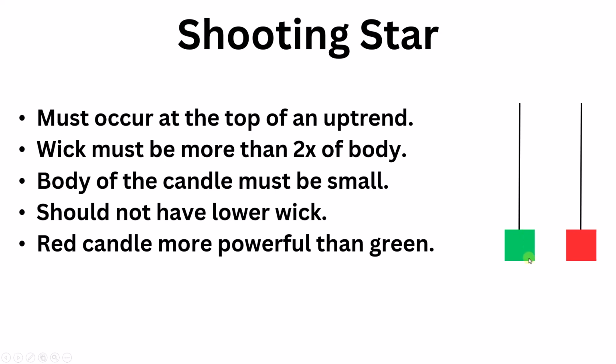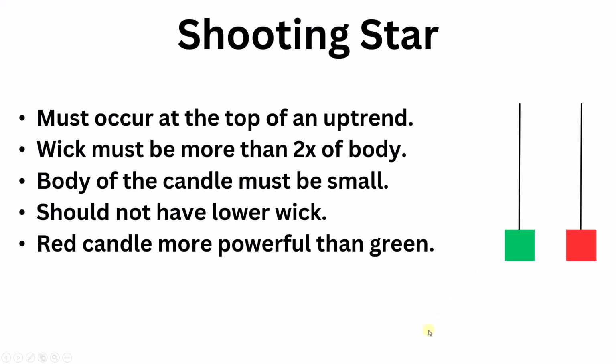Okay. Next, it should not have a lower wick. In the hammer, we should not have an upper wick, but here in the shooting star, we should not have a lower wick. Okay. And the red candle is more powerful than green. This candle is more powerful than green. For that, we need to understand the psychology of this candle. So let us do that.